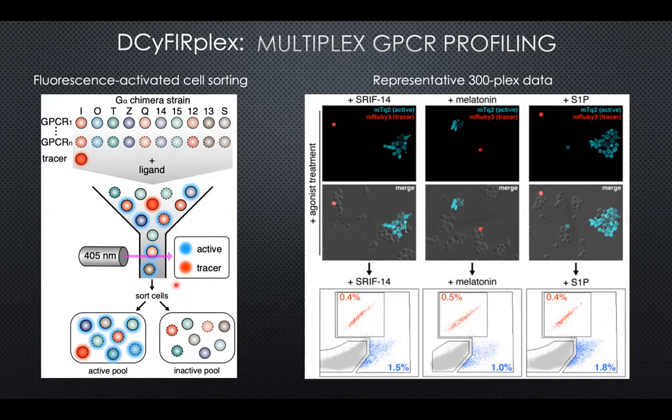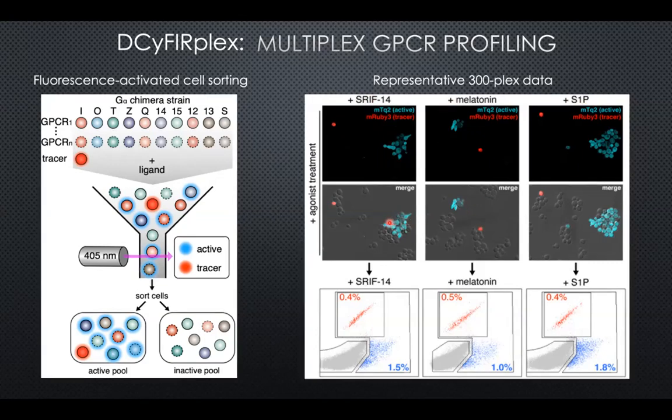So in practice, this is what this looks like under the confocal. We have 3 representative examples of the 300-plex treated with SRIF14, which is a peptide agonist for the somatostatin receptor 5, melatonin, which is an agonist for the melatonin receptors, and sphingosine 1-phosphate, which is an agonist for the sphingosine 1-phosphate receptors. And so in all 3 cases, you can see a red tracer, and you can see cells that are cyan, so they've been activated.